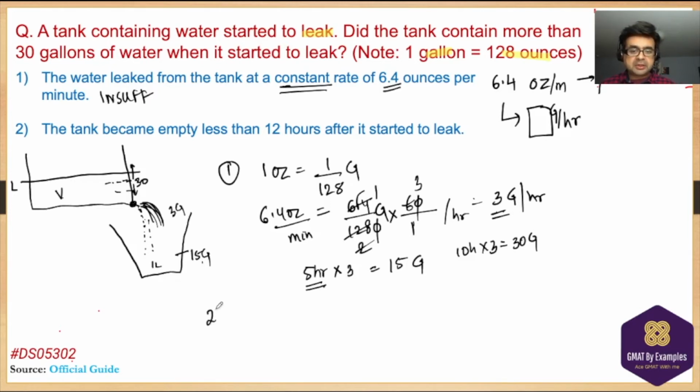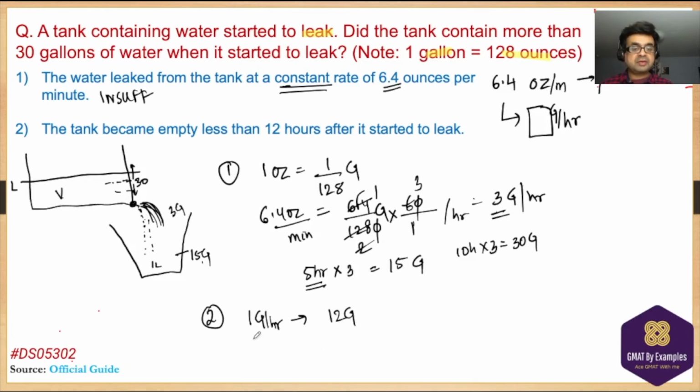Let's take statement 2 at this point. Forget about what was given in 1 where a constant rate was given. Now at 2 we are back to square one. In 2 we are back to the initial information given to us where we don't know what the rate is. So now the tank is given to be emptying in less than 12 hours after it started to leak. So let's assume the rate was constant at 1 gallon per hour since the rate is not given, in which case if it got empty in less than 12 hours, I can say that the maximum volume it had was 12 gallons, right? 12 multiplied by 1.